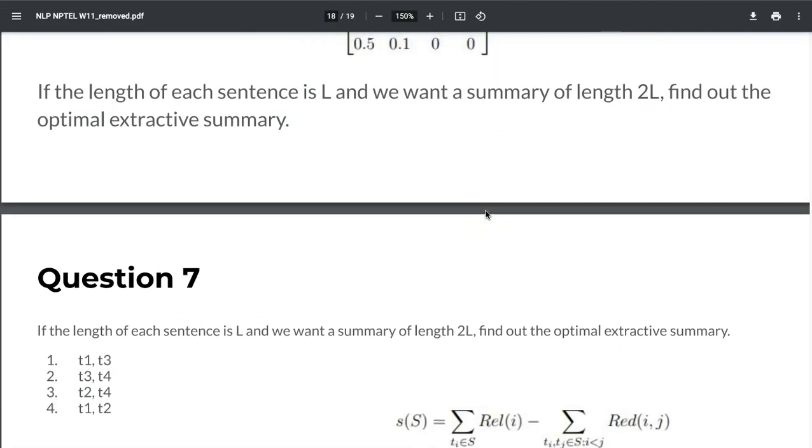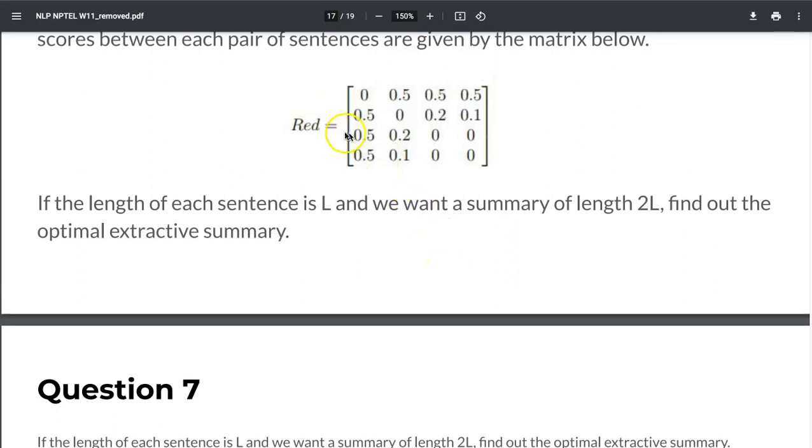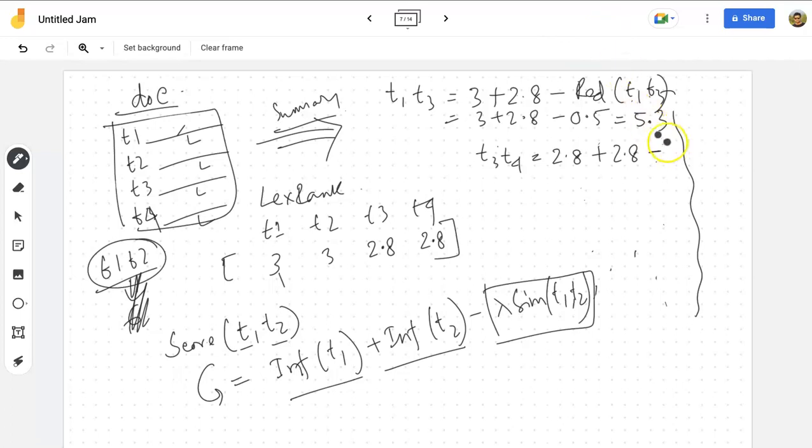Now calculate for T3 T4. What is the individual score for T3? 2.8. Same for T4, 2.8, minus the redundancy. So what is the redundancy for T3 T4? T3 T4 is 0. So if you just do it, it will be 5.6.